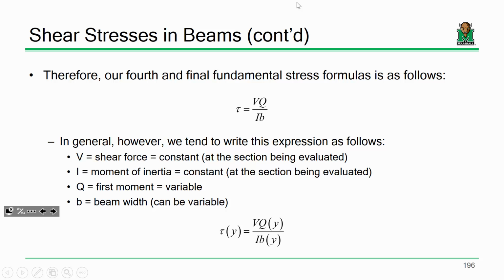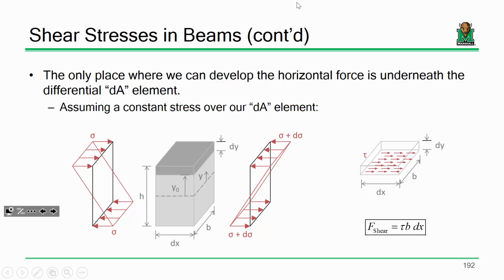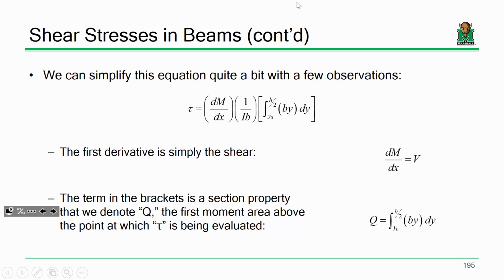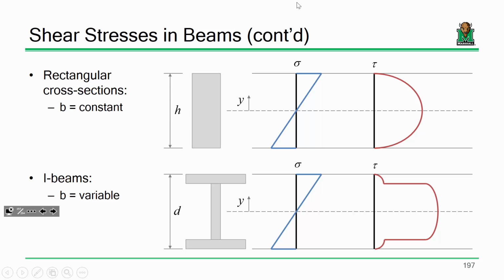Now, one of the reasons that I kept the example as a rectangular section is so that B would be constant. Okay? There is nothing to say that B couldn't be a variable. What do I mean by that? Well, here's an instance of B being a variable. So on the top is a rectangular cross-section. And what happens is this.